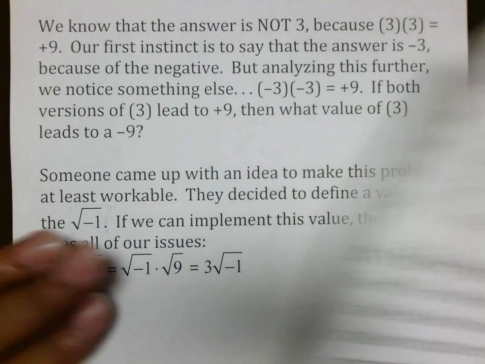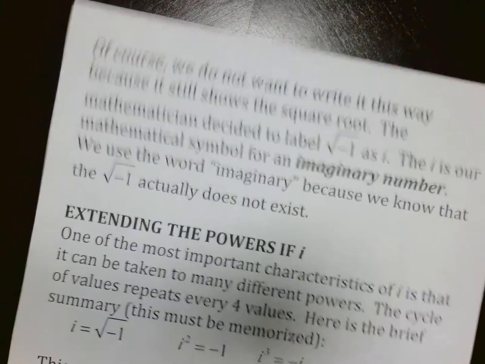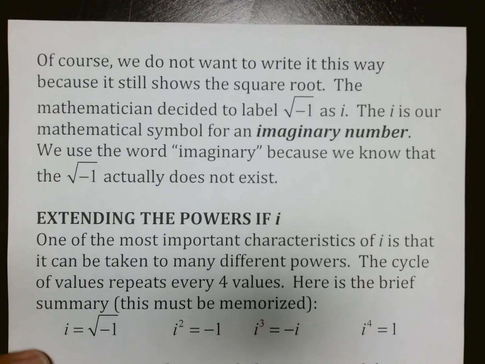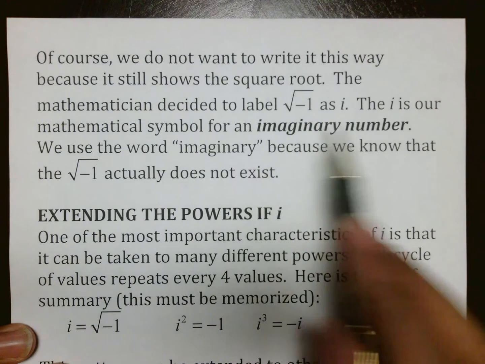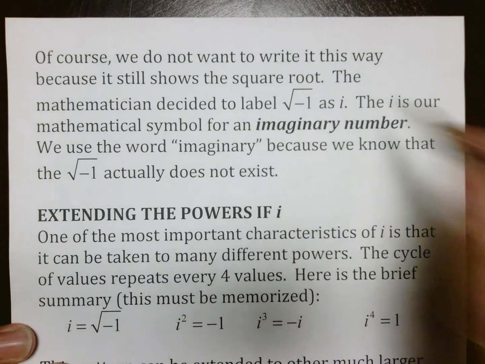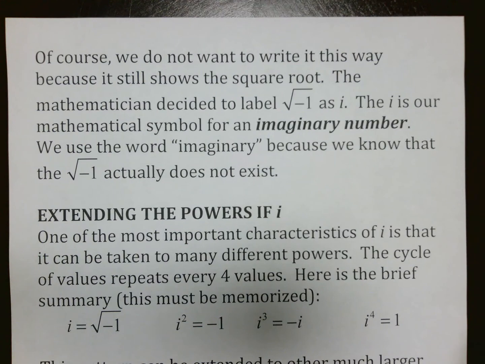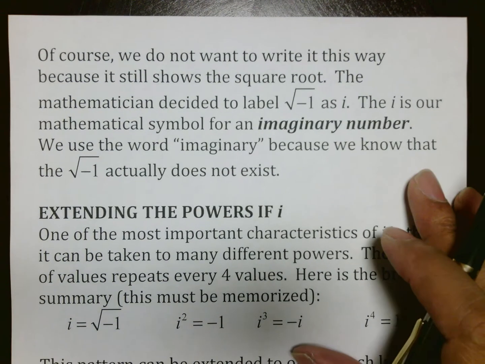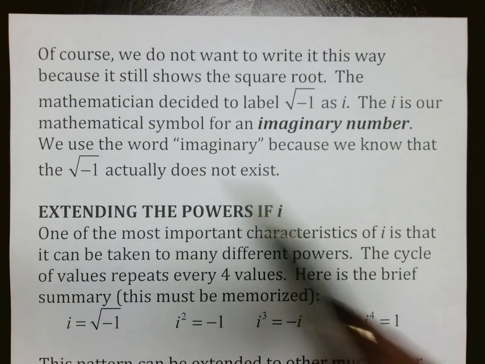Alright, but of course we don't want to write it that way because the square root of negative 1 is still an ugly number and it still shows that square root. So what they decided to do is label the square root of negative 1 as i. And i in this math is our mathematical symbol for what we call an imaginary number, and we use the word imaginary because we know the square root of negative 1 actually does not exist.